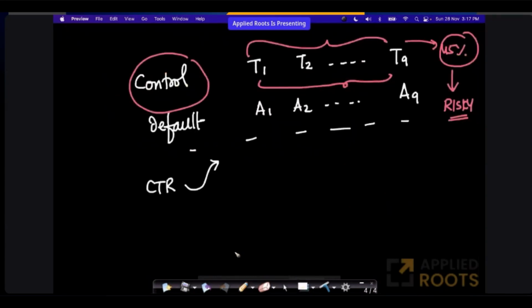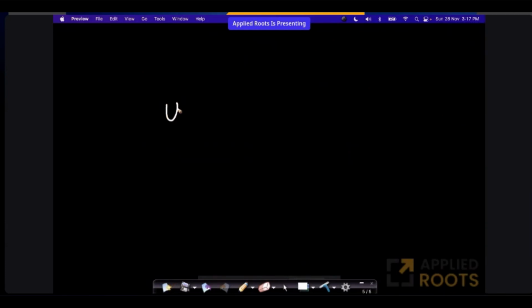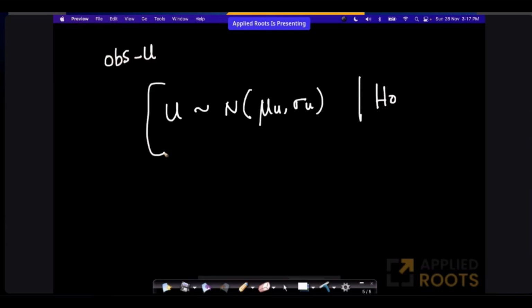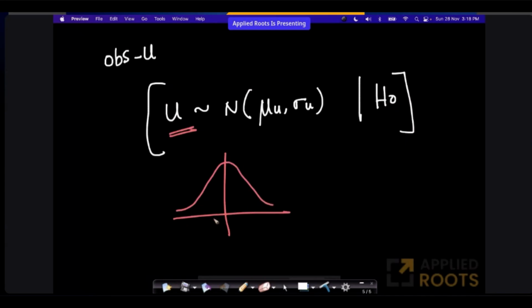Now, look at this. This is very important. Now we know the distribution of u. We know that u is going to be normally distributed with some mean and some standard deviation under null hypothesis. We know this. And then we have an observed u. Let's not forget that. If null hypothesis were true, we know how u behaves. We know the distribution of u. Okay, we know that u behaves like this. U has this sort of distribution, with this mu and some standard deviation.